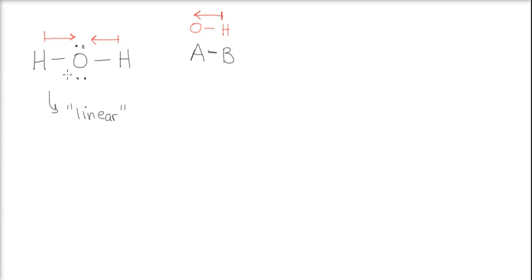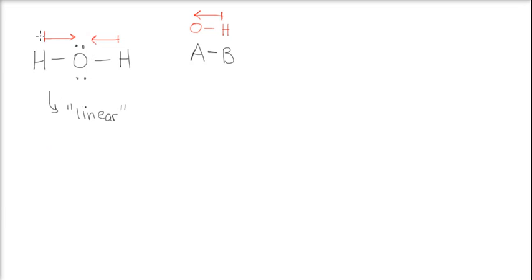Now, if the geometry were in fact linear, the molecular polarity has to do with the individual bond polarities and how those bond polarities either reinforce each other or they cancel each other out. If you've taken physics, you will have done this as a vector sum, okay, but you don't need physics to be able to do this.